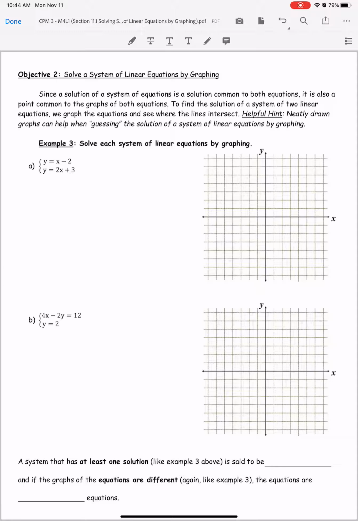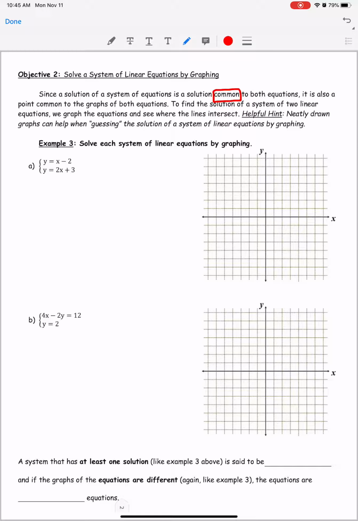Okay, so now let's get to the majority of this, which is we said we're going to solve this by graphing. So this says, since a solution of a system of equations is a solution common to both equations, it is also a common point to the graphs of both equations. So, to find the solution of a system of two linear equations, we graph the equations and see where the points intersect.